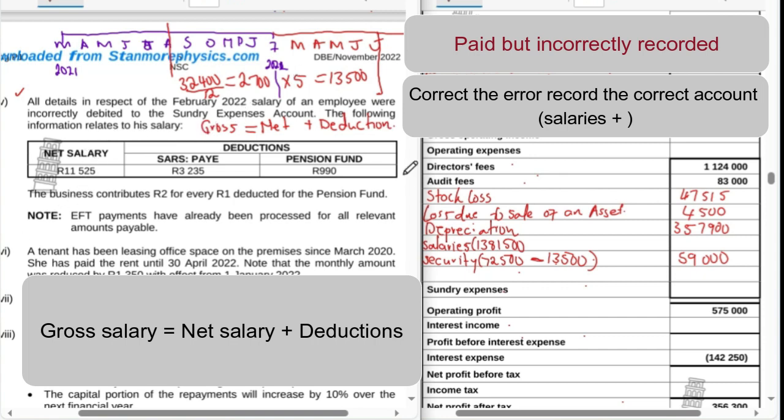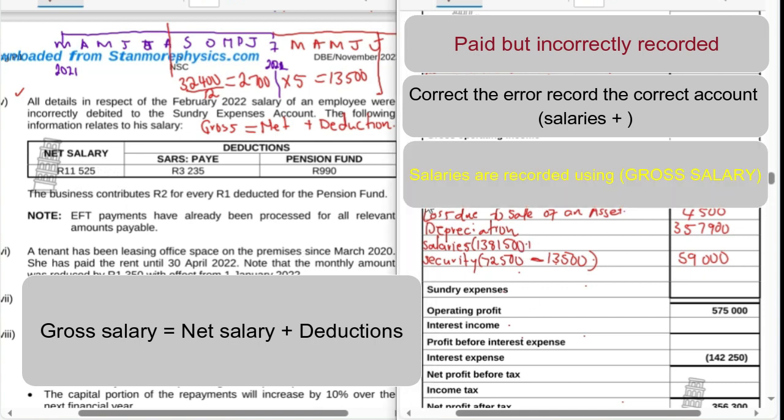It's gross minus deductions, and then equals your net. It's money after deduction. So in this case, we can take our net salary and say plus 11,525, plus our deduction, which is for SARS, 3,235, plus pension fund of 990.